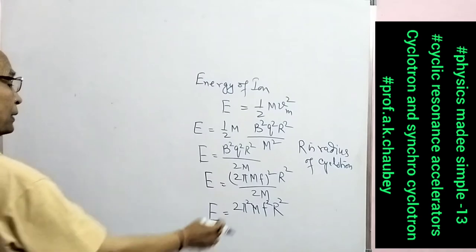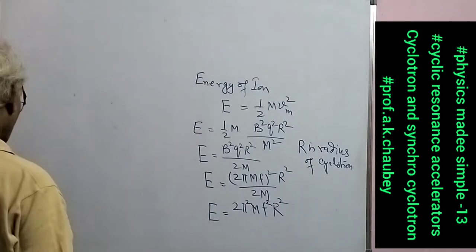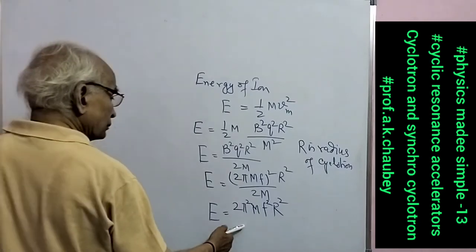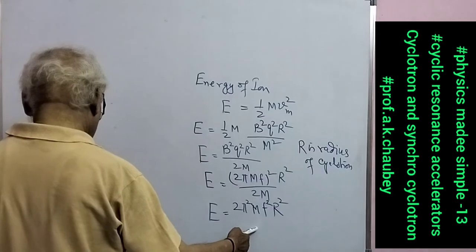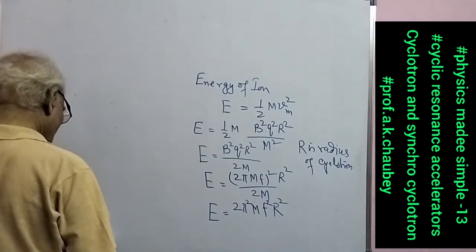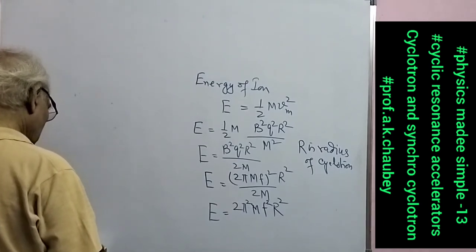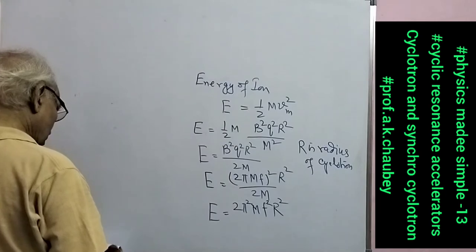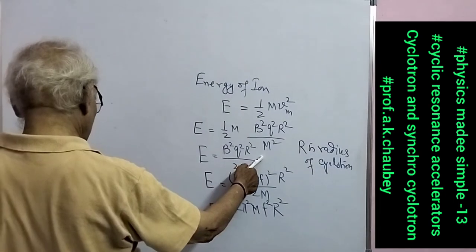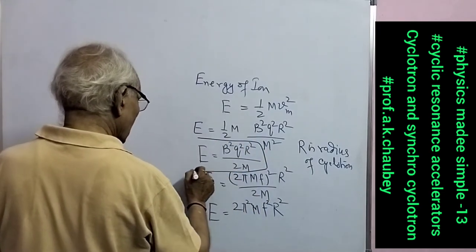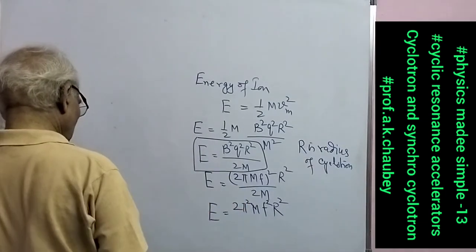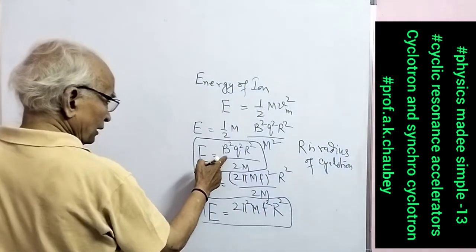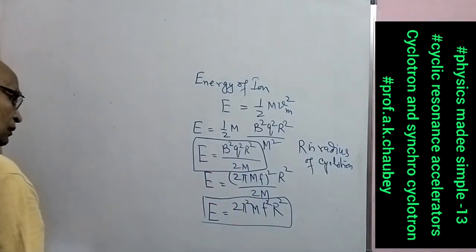That E is equal to 2 pi square M F square R square. Here we can calculate, say, for a proton: if we put the mass of the proton here and put some value, we get E. This we can also write in some other form. Earlier we had this formula, which is also important: E is equal to B square Q square R square over 2M. So this formula is also important. This one is in terms of frequency, and this one is in terms of magnetic field and radius. This one is in terms of frequency and radius. So these are two expressions of energy.